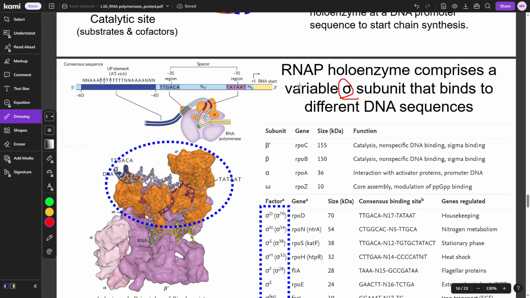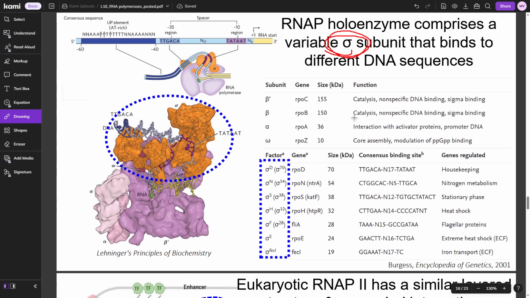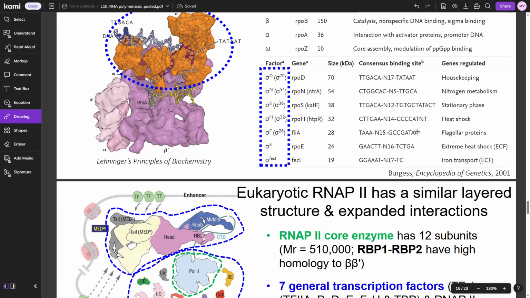So the RNA polymerase holoenzyme. Remember, the holoenzyme is a combination of enzymes that makes up a whole. It comprises a variable sigma subunit. You should hopefully remember sigma from Bio 200. We talked about sigma a little bit there. And that sigma binds to different DNA sequences at the promoters to cause transcription. So there's all sorts of different sigmas that you could use, and that's an important thing to keep in mind.